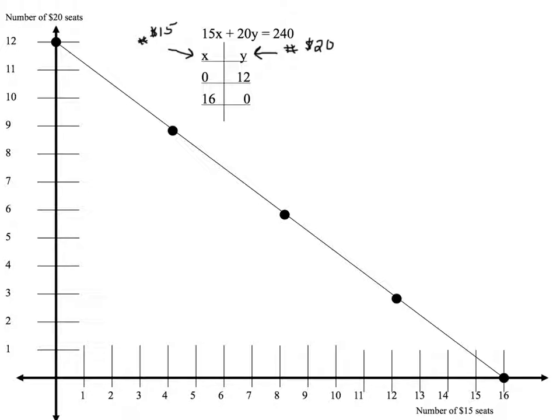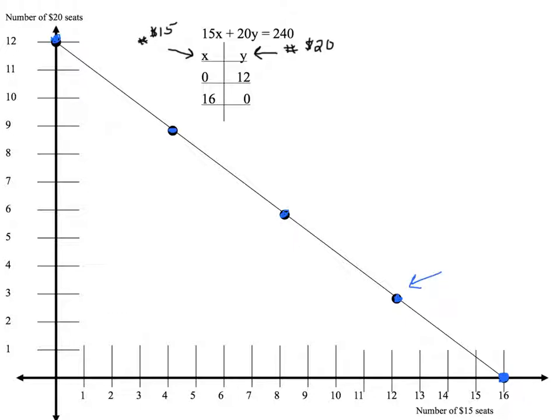So my first point is the point (0, 12), so I have a dot at (0, 12). I also have a dot at (16, 0). And then I connected those points. Now, when I connected those points, I also ended up going through these other points as well. And certainly, those are other points that satisfy the equation.